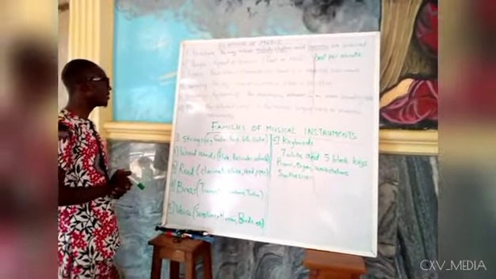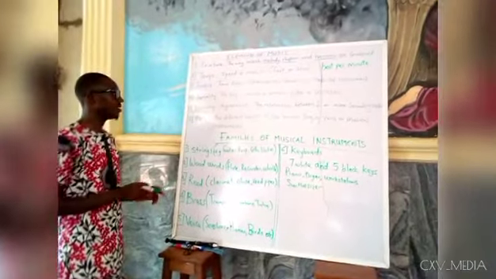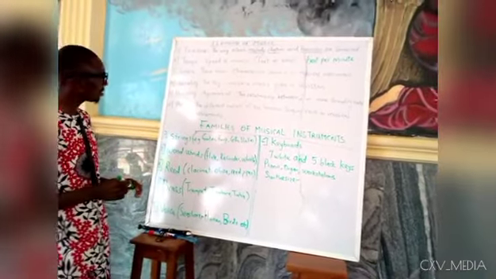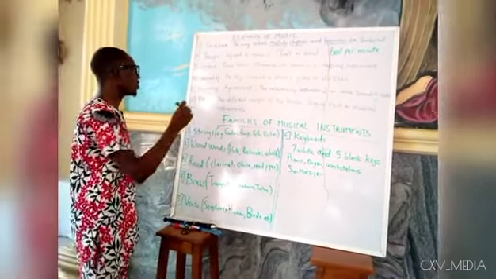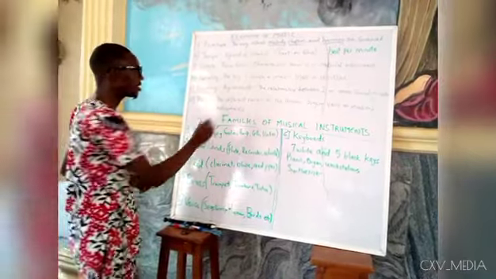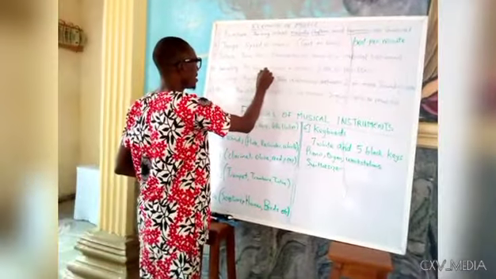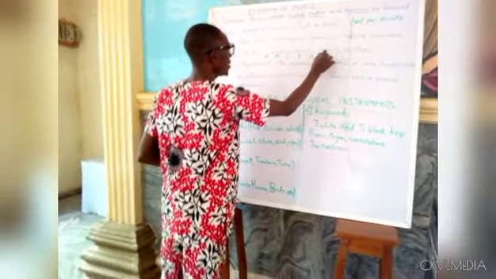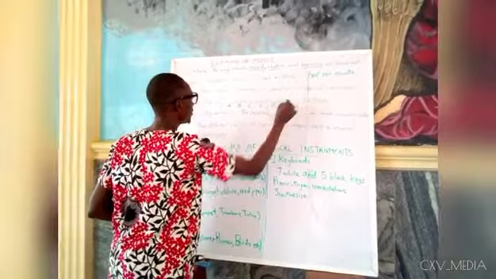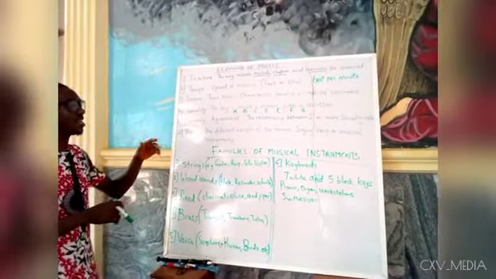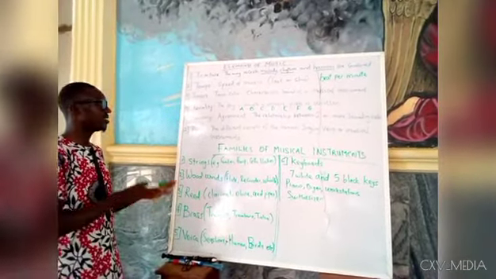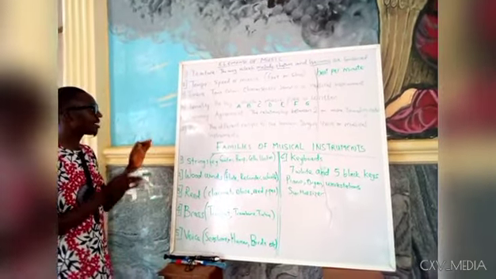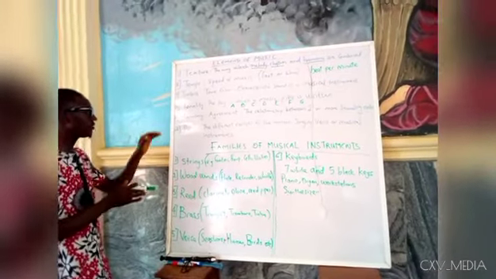Next, element number 10, tonality. Tonality is the key in which a music piece is written. I won't discuss tonality without mentioning the music keys. The music keys are A, B, C, D, E, F, G. We also have the accidentals, the sharp, the flat, the minor, etc. But this is the basics. This video is for beginners.